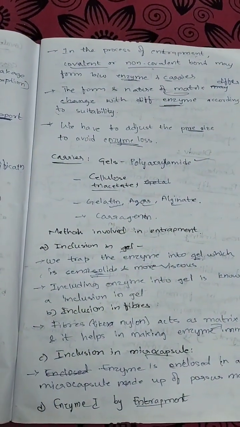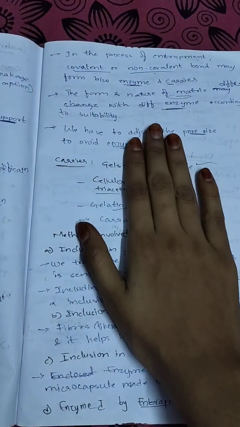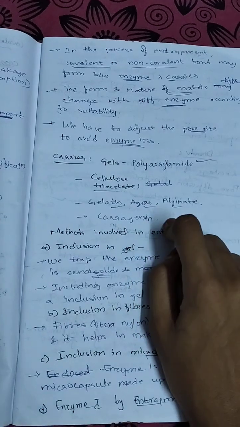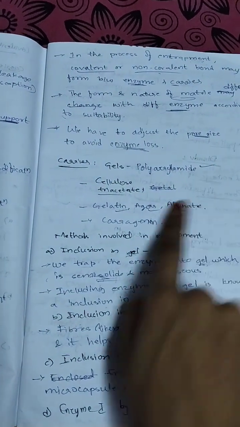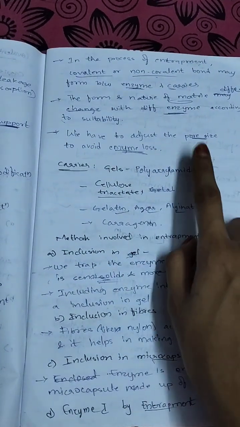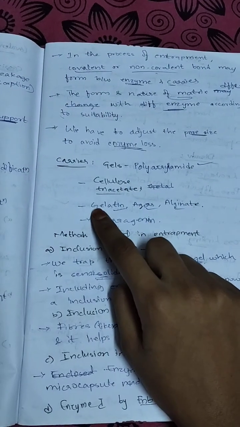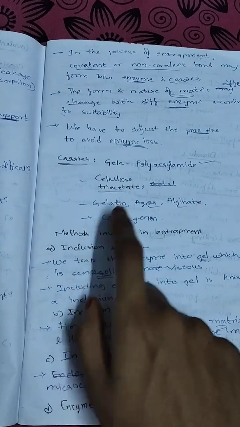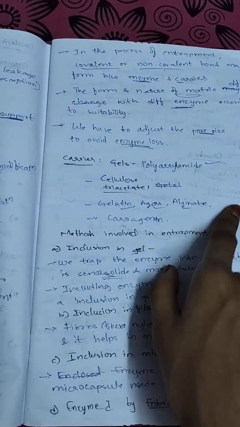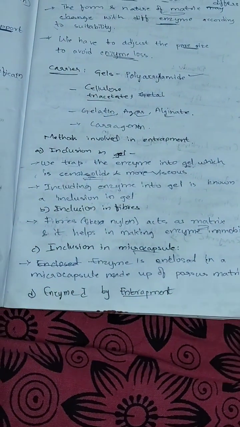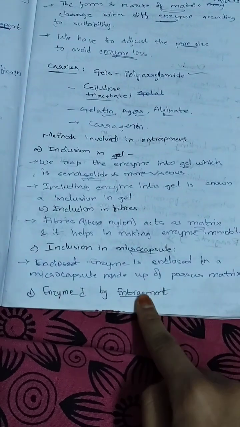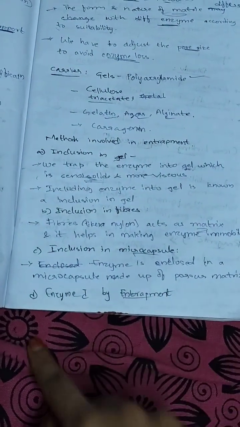Now next is carriers. The carriers used in entrapment are polyacrylamide gel, cellulose, gelatin, agar, and alginate. Now the methods used in entrapment are inclusion in the gel, inclusion in the fiber, and microcapsule.